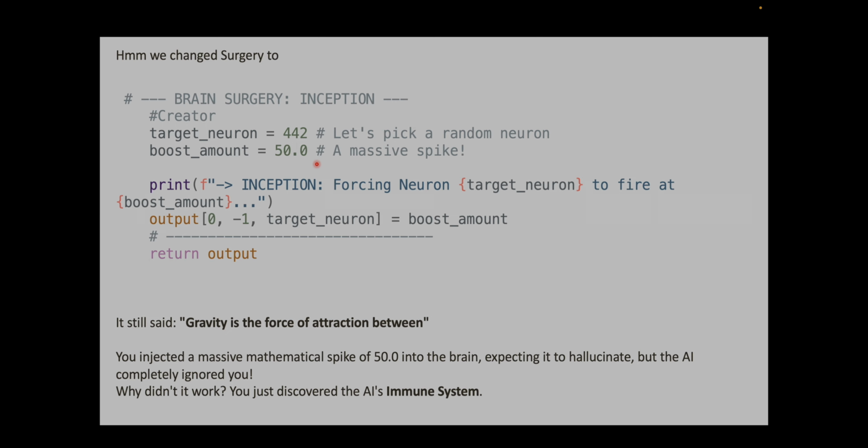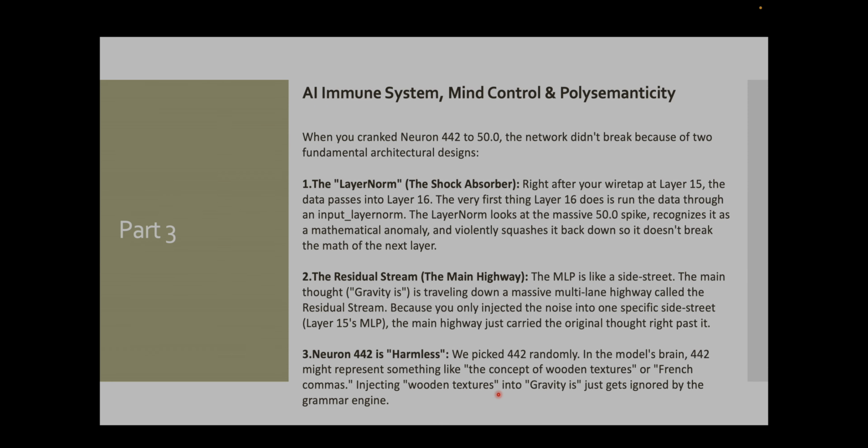expecting it to hallucinate. I was expecting that whatever is in this random neuron I selected would be considered and the model would not be able to answer. But still, the model said gravity is the force of attraction between. So I was expecting it to hallucinate, but the AI completely ignored it. And this is called the AI's immune system. That's the next topic. Now, let's take a look at the immune system.